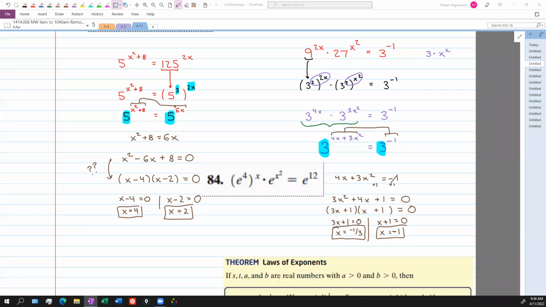That first one is e to the 4th, all of that raised to the x. It's kind of hard to tell that that's a raise, but this is like a power up here.